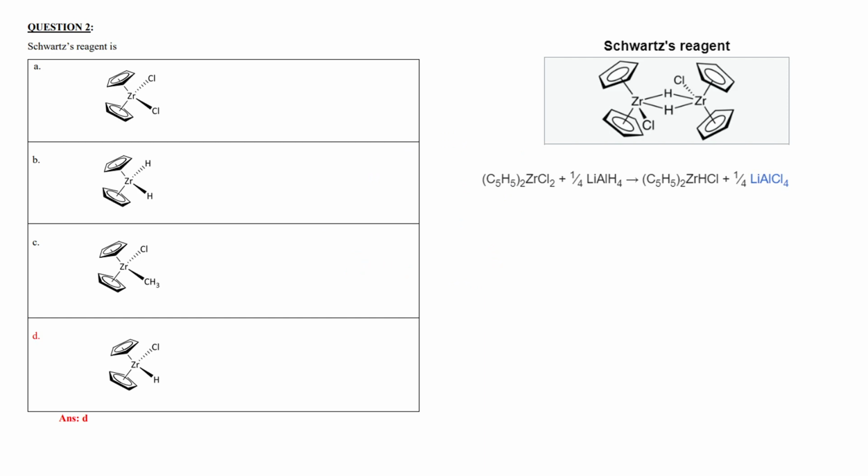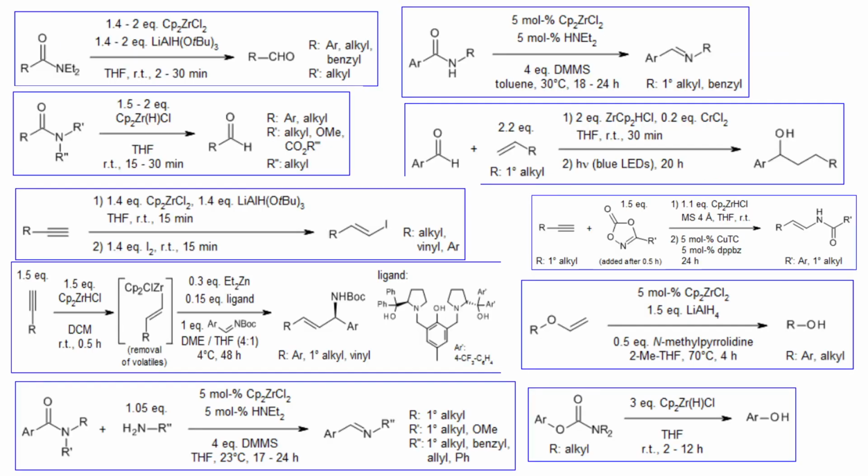Coming to this Schwartz reagent. So this is formed from this Cp2ZrCl2 with lithium aluminum hydride, and you can have this kind of result. So these are the reactivities of this particular reagent. They are quite useful. They can be reacted with this kind of amides, forming this aldehyde molecule. So amides to aldehydes, for that case, this zirconium-based reagent can be used.